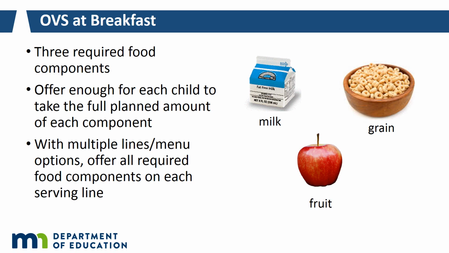Enough food must be offered so that each child could take the full planned amount of every component if they choose. And when there is a variety of menu options or multiple serving lines, each meal option or serving line must offer all required food components.